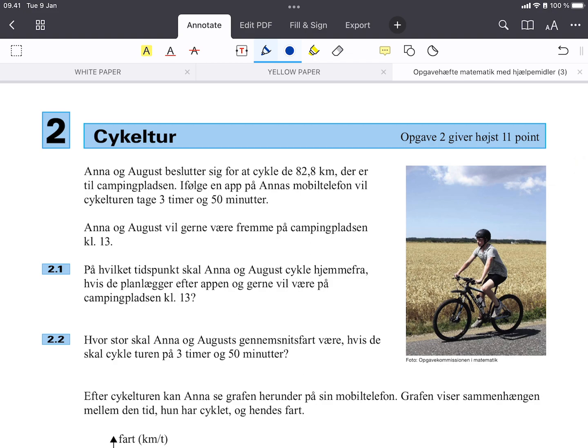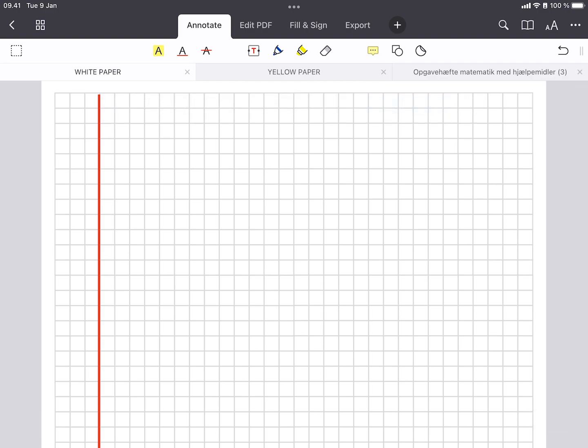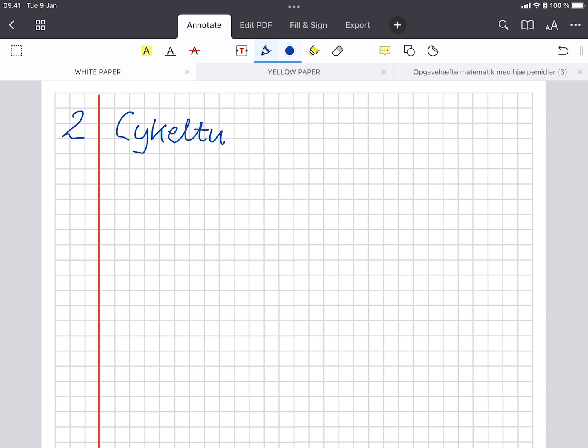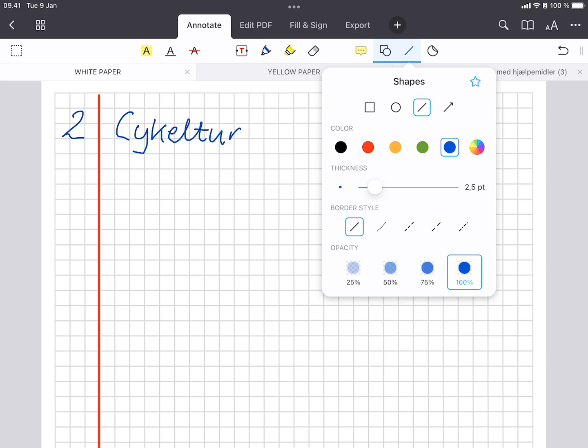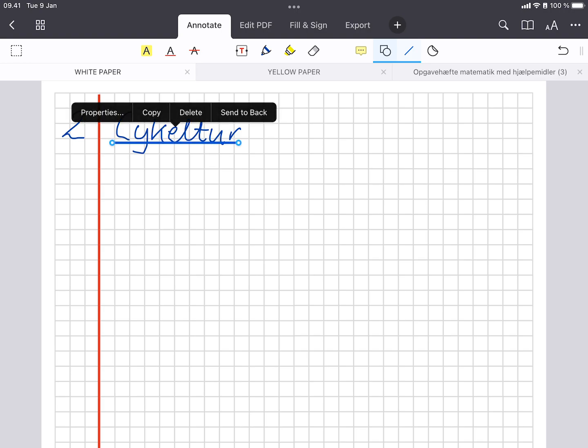So I'm just going to go to my white paper and put the heading for that. So here's my white paper. I'll put question 2 heading over there. Cycle trip. Get my nice ruler to underline that. There we are. And we're good to go.